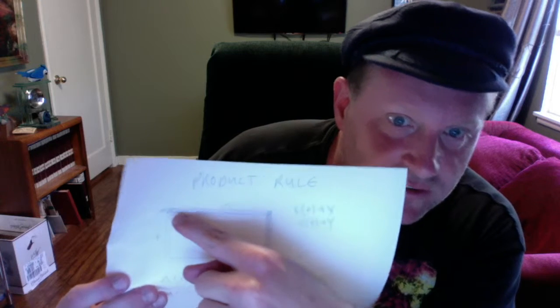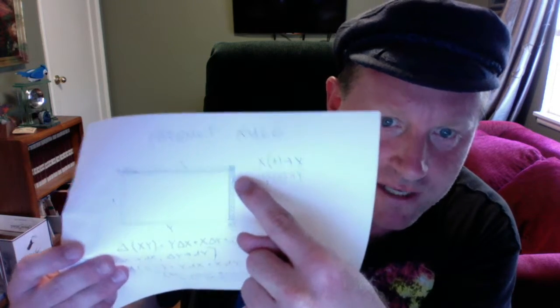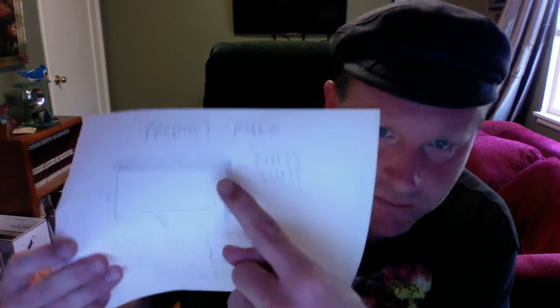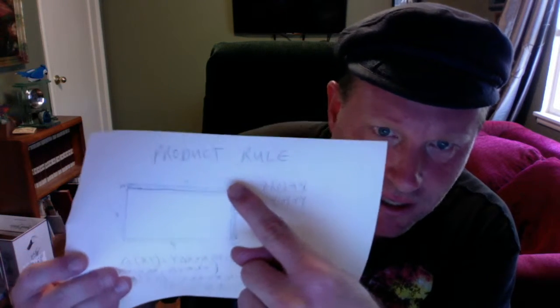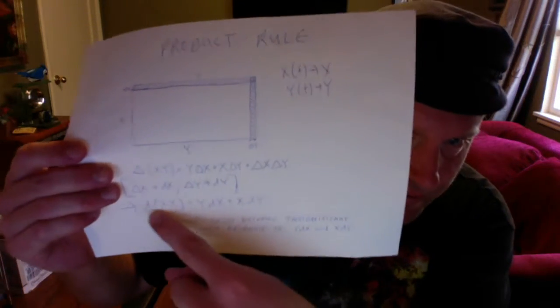That delta x times y, and then that x times delta y, as it becomes smaller and smaller, shows you visually the change of the area of x times y. Okay, and this can be derived from that.